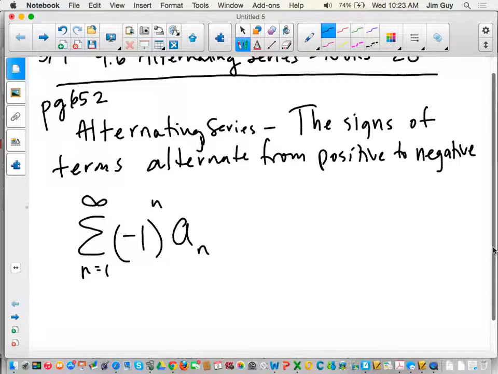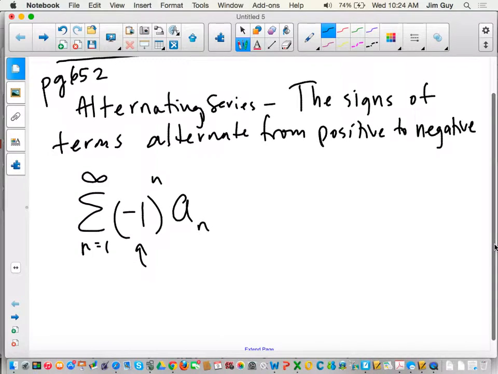You notice it has a negative 1, to the n power in this case. This is the part that's causing it to alternate. When you put 1 in, you get negative 1 to the first, which is negative 1. When you put 2 in, you get negative 1 squared, which is positive 1. So the terms go positive, negative, positive, negative. This is still a formula, just like before. So a sub n is just some equation that's generating terms, but in front of it you're going to have this negative 1 to the nth power.